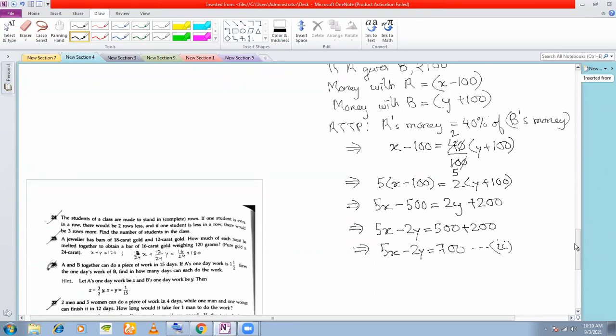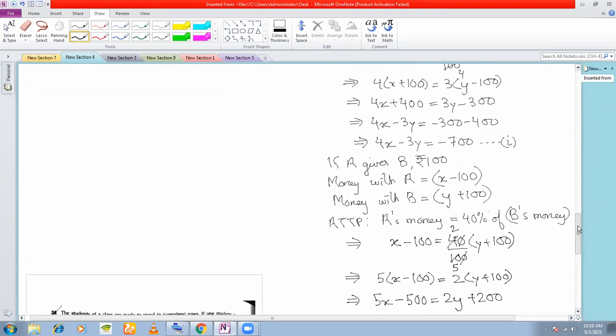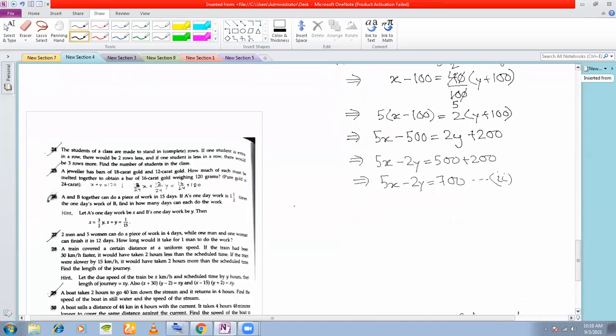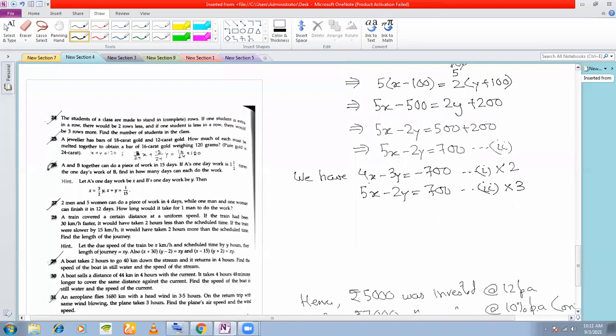Now we need to solve these two equations. Let's write the equations together and then decide which method to use. So we have 4X minus 3Y is equal to minus 700. And the second equation is 5X minus 2Y is equal to 700. Equation 1, equation 2. So which method is suitable? Elimination method would be suitable. Let's eliminate Y first. If you see, the coefficient of Y is minus 3 and minus 2. If I multiply this by 2 and if I multiply this by 3, the coefficient of Y will become the same, right?